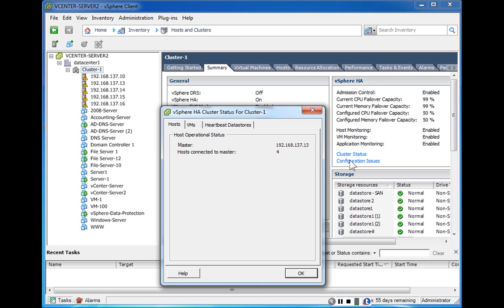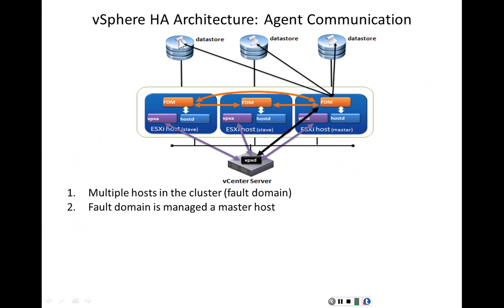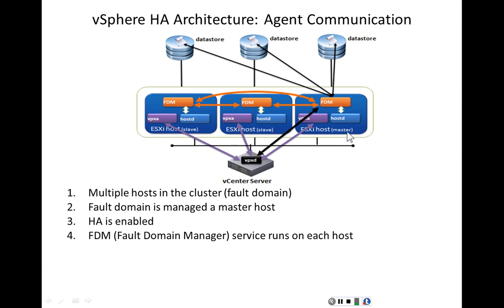Just a minute ago, we clicked on Cluster Status, and we saw something about heartbeats, something about a master host operating. So let's see how that works. Let's look at the vSphere High Availability Architecture, how they communicate with each other. There are multiple hosts in the cluster, in this case 3 hosts. This is called a fault domain. The fault domain is managed by a master host, and there is the master host right there.